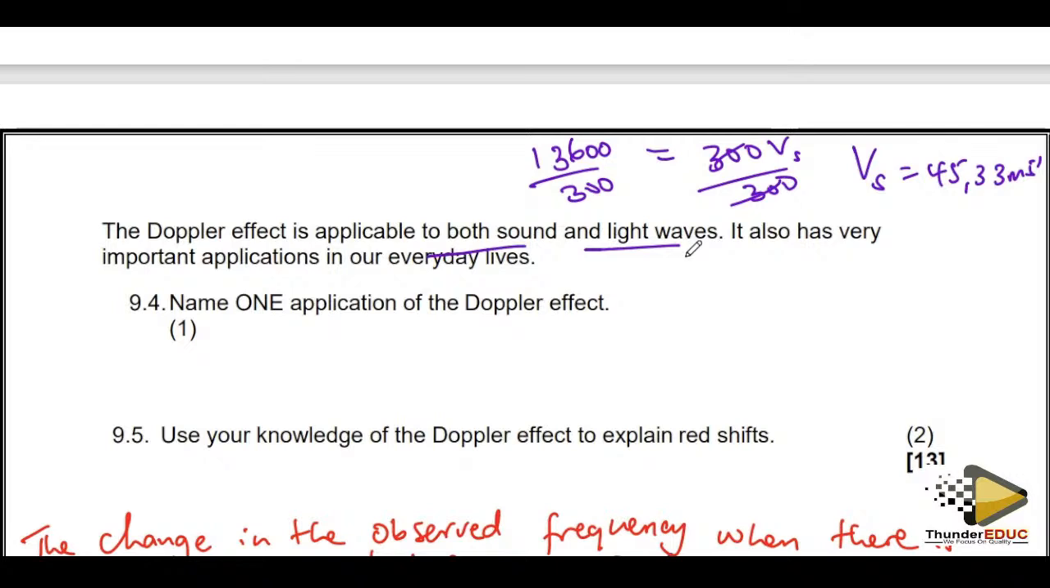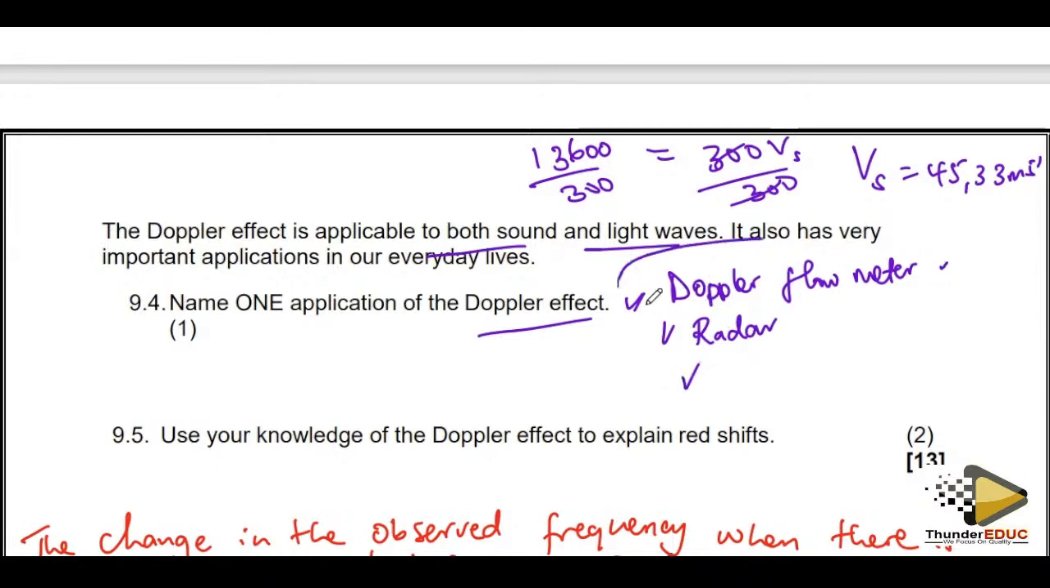Okay. Name one application of the Doppler effect. We say the Doppler flow meter. What does it do? Or what is it used for? You tell us what it is used for. We also mentioned something to do with the radar, whereby the traffic cops can measure the speeding cars and also issue tickets. We talked about the bats. We also talked about the burglar alarms and so on and so forth.